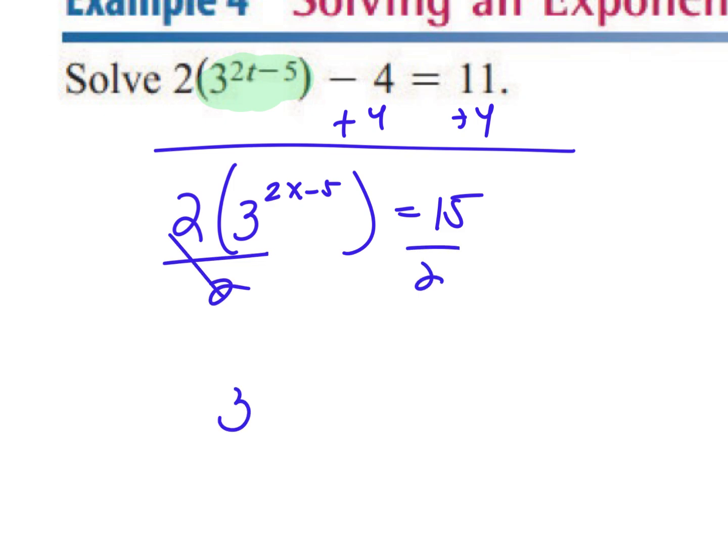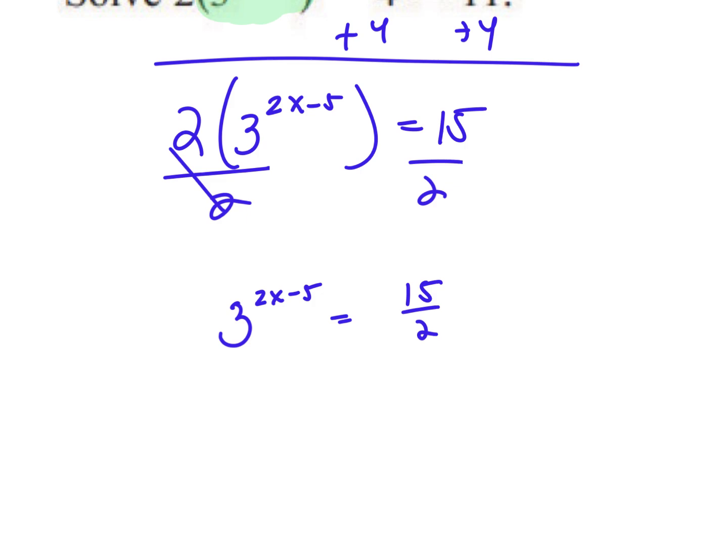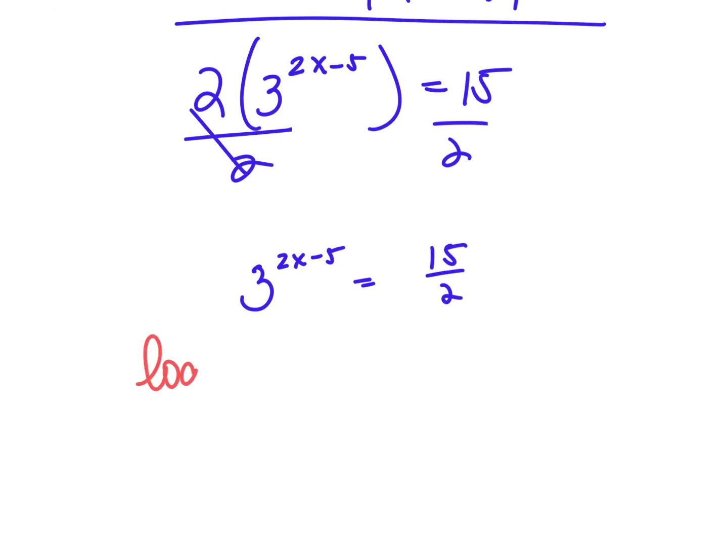Perfect. So I have 3 to the 2x minus 5 equals, I'm just going to leave it as 15 over 2. Now I have my exponential completely by itself. How do I get rid of an exponential? What's the opposite? Log. So I'm going to write log and put a little, what number? Perfect. I put a little 3 there because then I have a big 3 in my problem. So if I take the log base 3 of the left-hand side, then I have to do what? Log base 3 of the right-hand side.